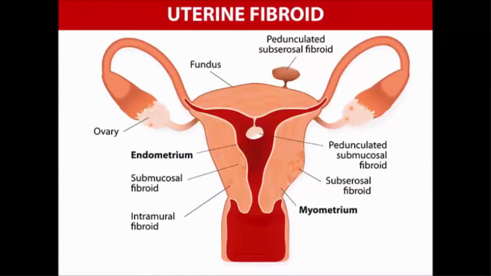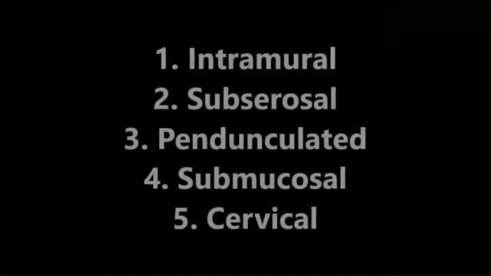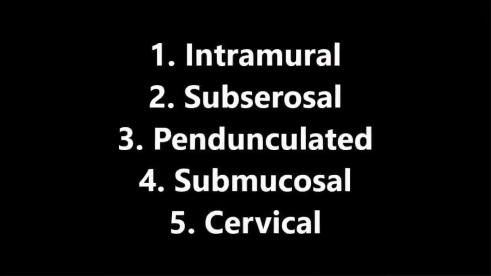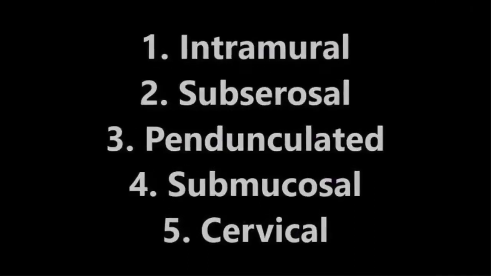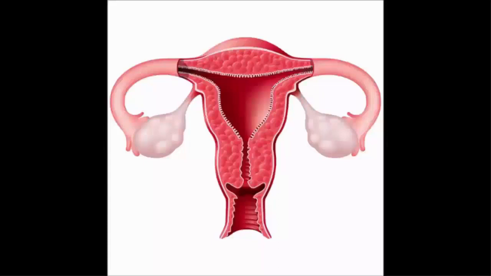Fibroids are given different names depending on where in the uterus they grow. The 5 types are intramural, subserosal, pedunculated, submucosal, and cervical.